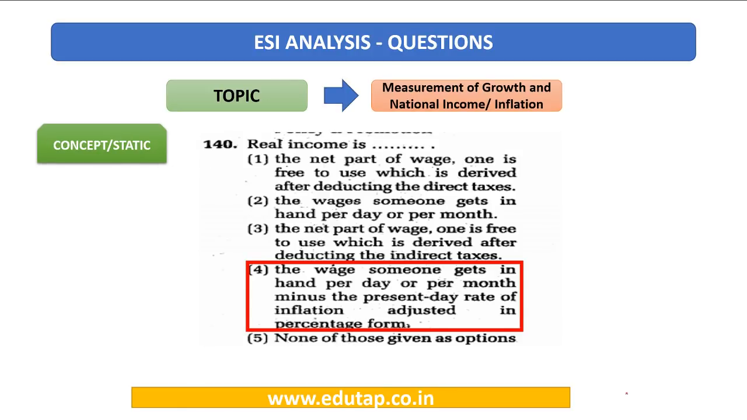Next question says real income is. So they are just asking you to understand the concept of what is real income. So the wage someone gets in hand per day or per month minus the present day rate of inflation adjusted in percentage form. Now this particular question can be mapped to the measurement of growth and national income, inflation topic. This is a short concept-oriented question. So when you're doing measurement of growth, you would come across various concepts. You need to be aware of what is the difference when we say there is nominal GDP, real GDP, what is the factor that separates these two GDPs, right? So these are some things where understanding is required.